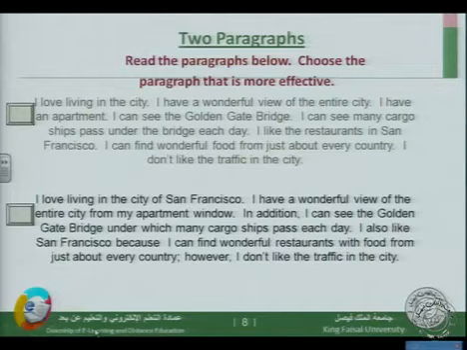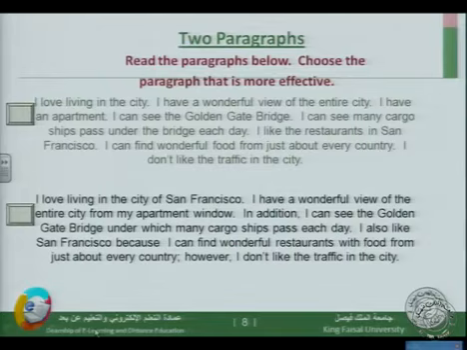I love living in the city. I have a wonderful view of the entire city. I have an apartment. I can see the Golden Gate Bridge. I can see many cargo ships pass under the bridge each day. I like the restaurants in San Francisco. I can find wonderful food from just about every country.